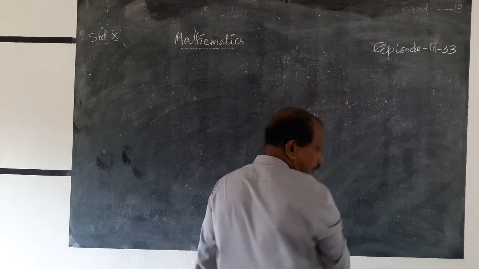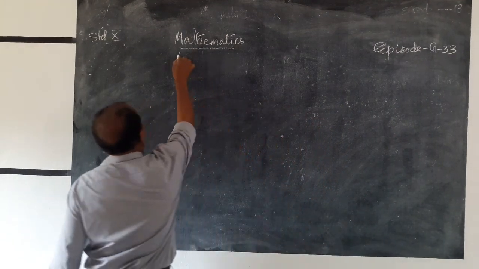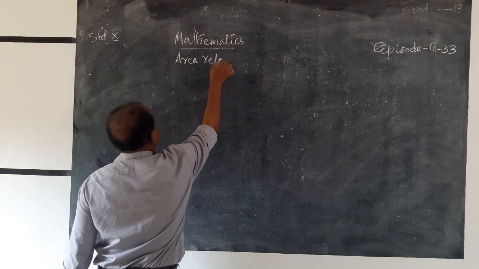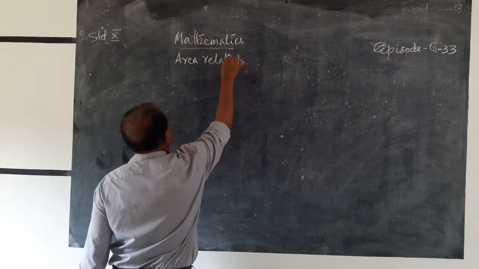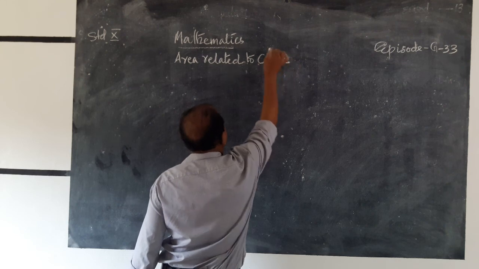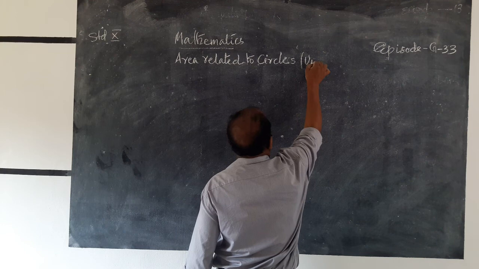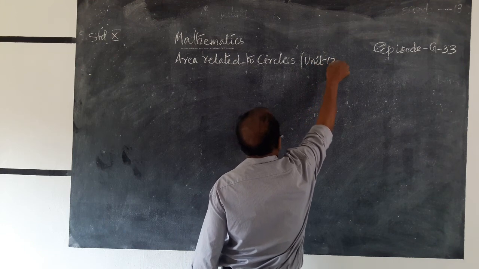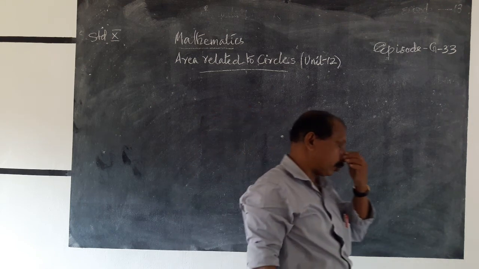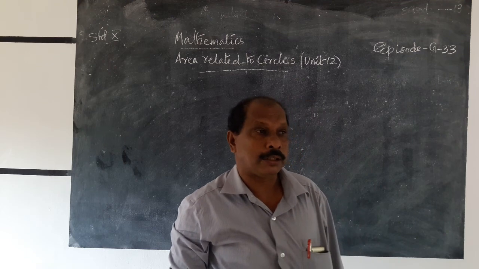That is chapter number 12, area related to circles. That is unit 12, the 12th unit or 12th chapter of our text. It is also an important chapter.